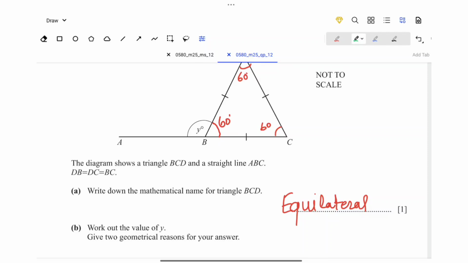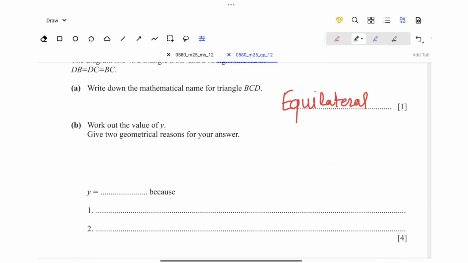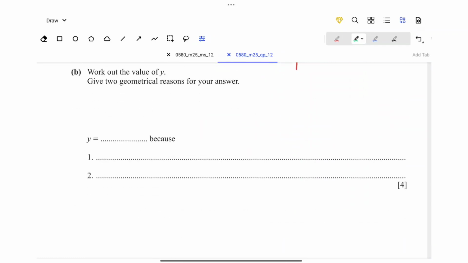If we use this different color, this angle represented by this green color is 180. So one part of 180 is 60, the other part will be 120. So the angle y here is equal to 120 degrees.